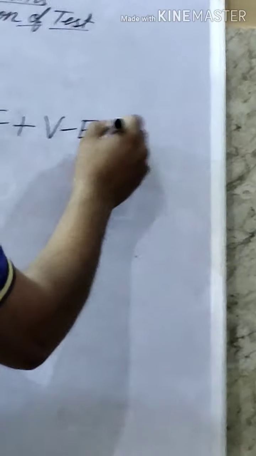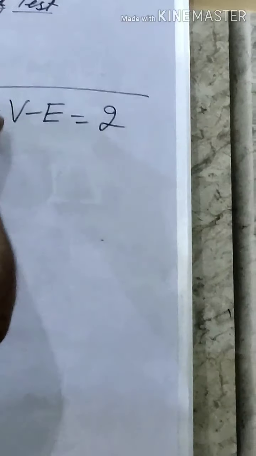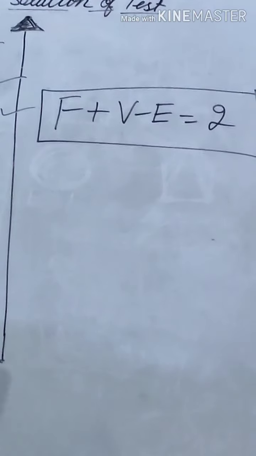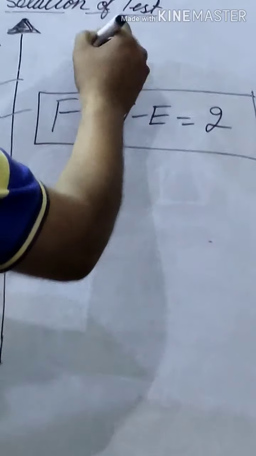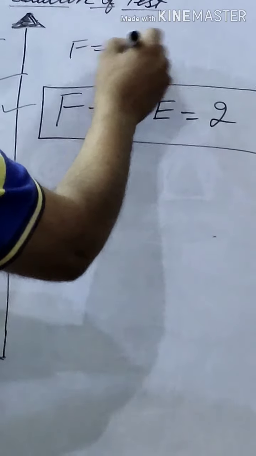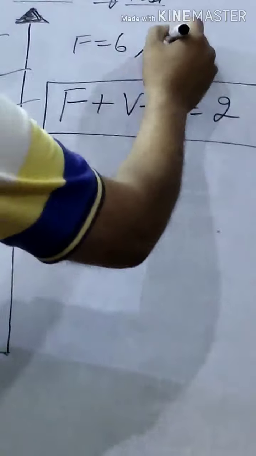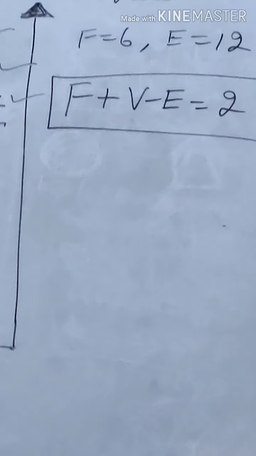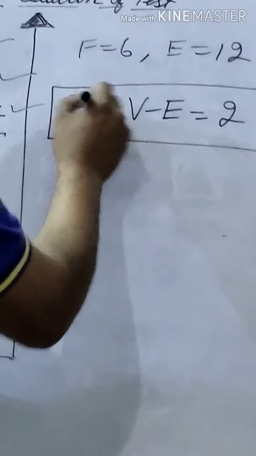Faces plus vertices minus edges is equal to 2. This is Euler's formula, which you must have on your fingertips. So what is being asked? Using Euler's formula, find V if F is equal to 6 and E is equal to 12, given. He is asking to find V, the vertices, so this is what you have to find out.